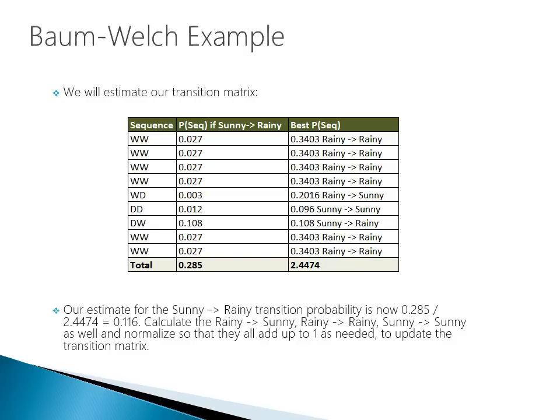So then I'd go through this entire process and I'd calculate the rainy to sunny transition, the rainy to rainy transition, the sunny to sunny transition, and then I take these results and I normalize them so that they add up to 1, and then I update my transition matrix.